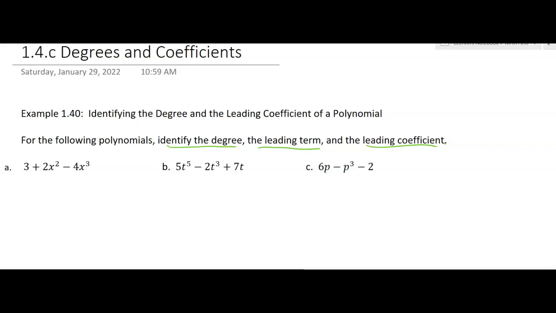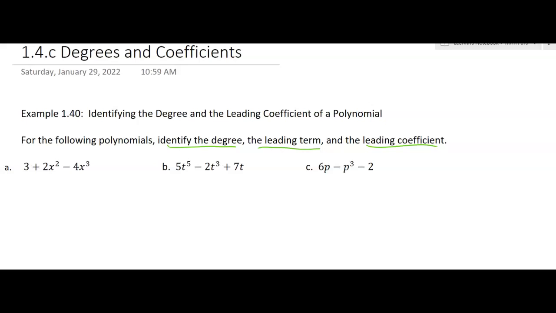Now, when you're working with a polynomial, I highly recommend the first thing you do is put it in standard form. That will save you a lot of heartache. Your book doesn't really talk about standard form, but I've worked with polynomials for a long time, and it's just best to put it in the right order right off the bat.